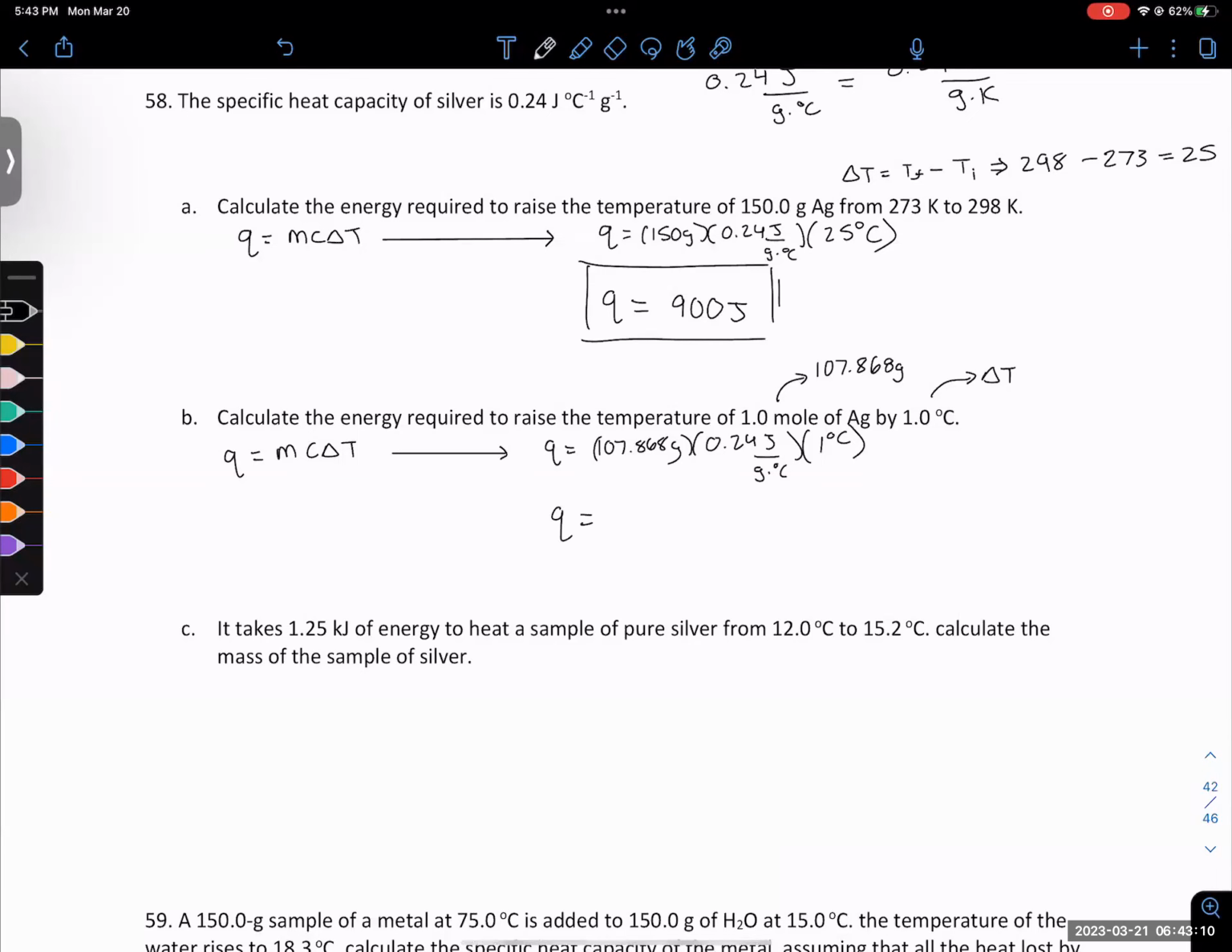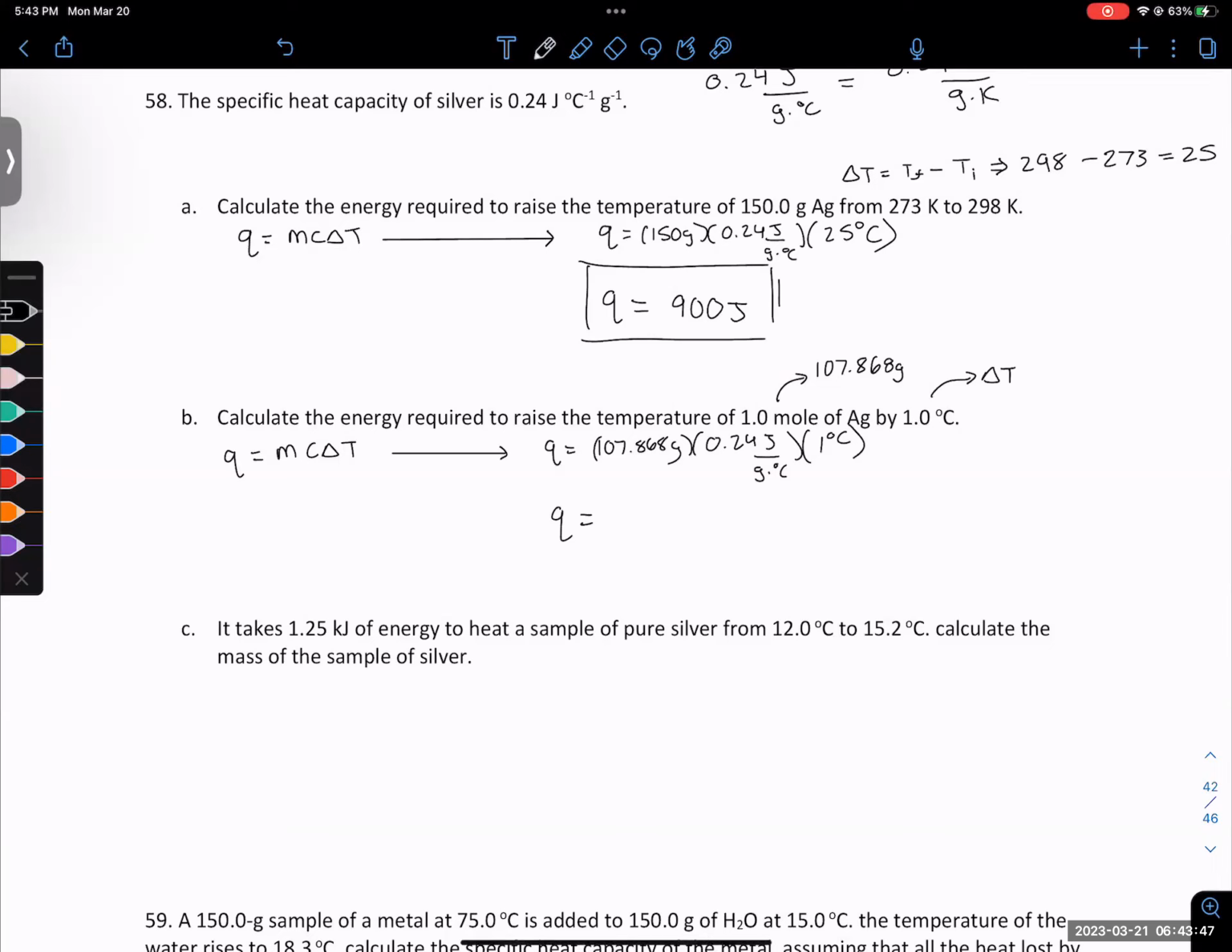So putting this into our calculator, do we expect it to be more or less than the previous problem, or than A? Less, right? Because 1 mole of silver has 107 grams, whereas this one here had 150 grams. So it should be less than 900. If you got something more than that, then you might want to check your work again. So doing that, we get 25.